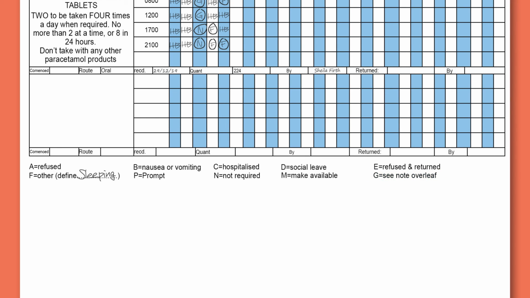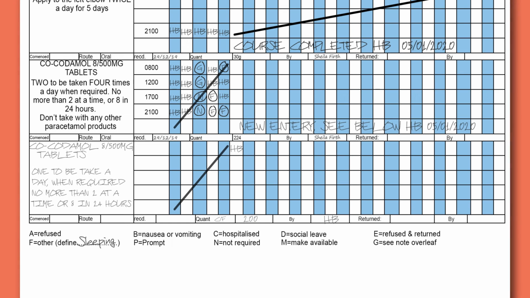Codes on MAR charts will differ depending on the pharmacy supplier. On electronic MAR charts, codes will be pre-programmed in depending on the care home or supplier. Any changes to a medication must be rewritten as a new entry and the old entry crossed through and initialed. The quantity of medication must be carried forward as documented here.